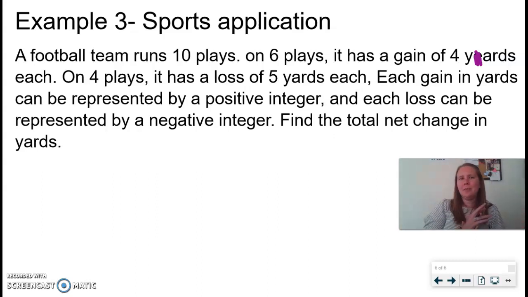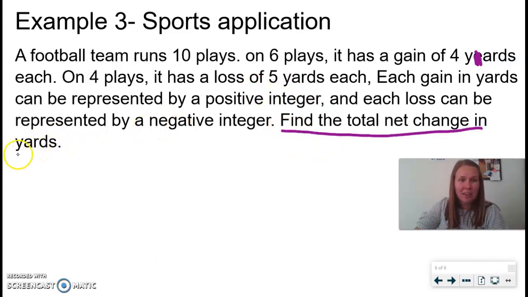All right, a football team runs 10 plays. On 6 plays, it has a gain of 4 yards each. On 4 plays, it has a loss of 5 yards each. Each gain in yards can be represented by a positive integer, and each loss can be represented by a negative integer. Find the total net change in yards. Meaning, I want to know how many yards did they gain, did they lose, what happened towards the end.